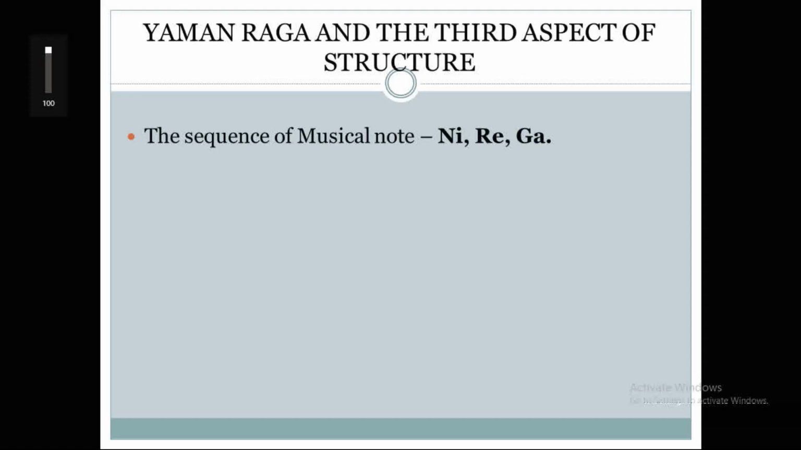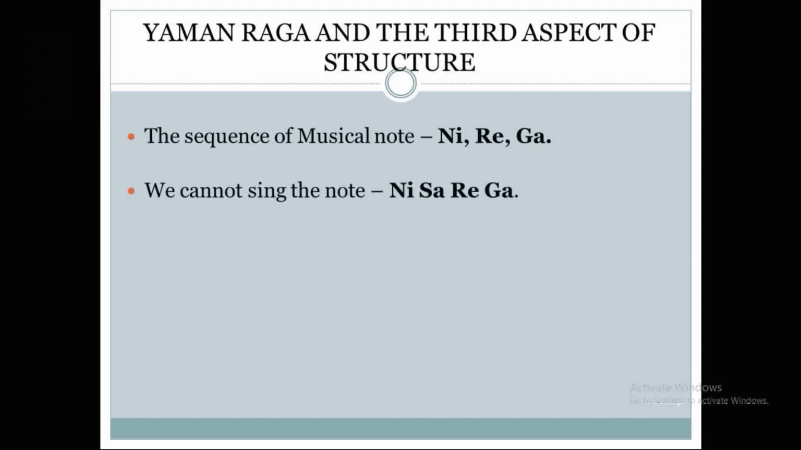Now when we take these utterances, these musical notes, alone or independently, it is just a monotonous tone. It doesn't have that musicality in it. But when it is arranged in a particular manner, Ni, Re, Ga, it has some kind of musical quality. So the musical sequence of the Yaman raga is Ni, Re, Ga. But you should also note that you cannot have other component parts added to it. You cannot justify it by adding other component parts inside the structure.